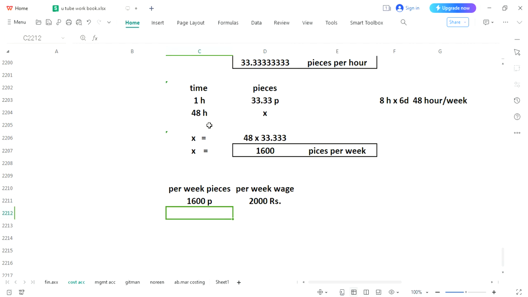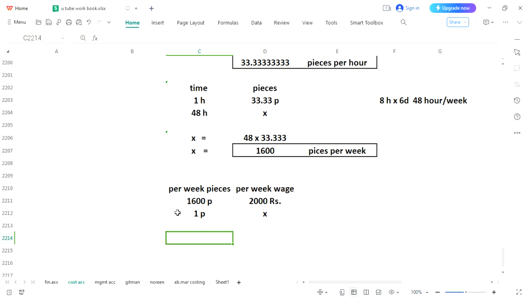Okay, now we want to know how much amount would be paid. A question mark would be put over here. How much amount would be paid if somebody is making only one piece? So this is our question with which we can calculate our desired amount.